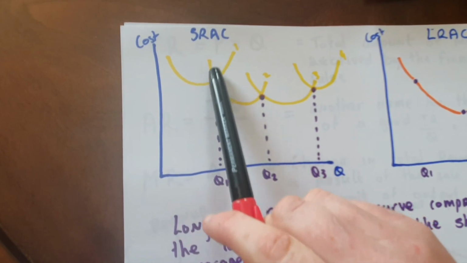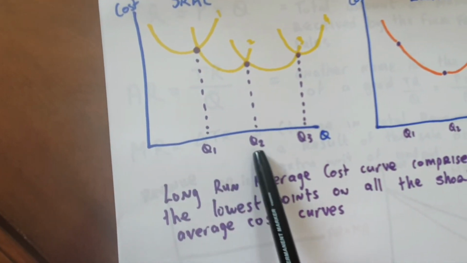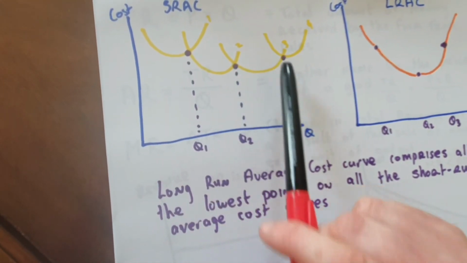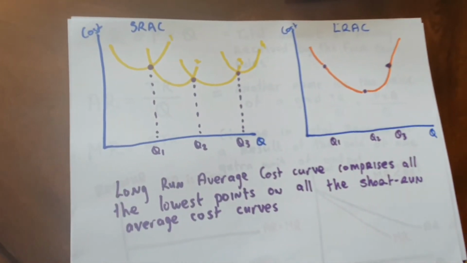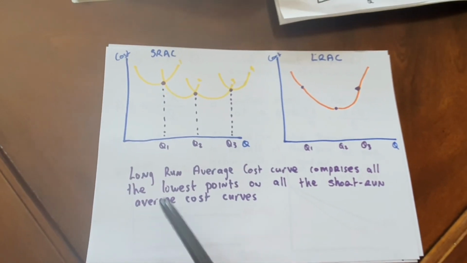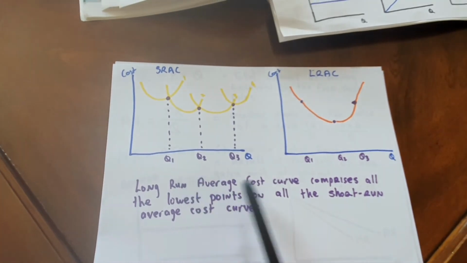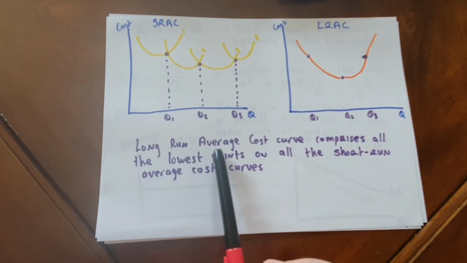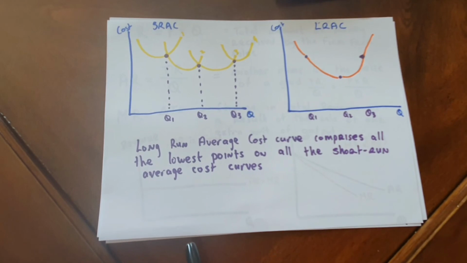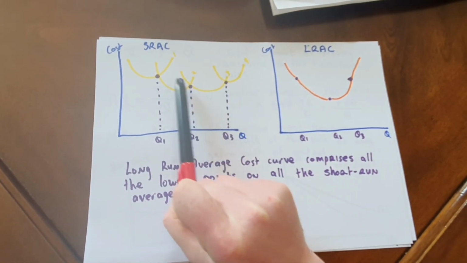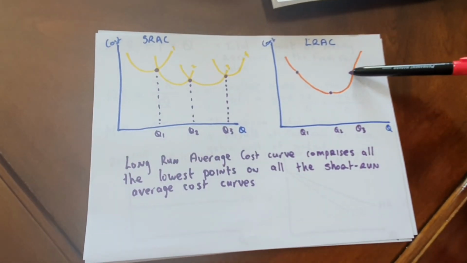But what we do know is where those curves cut into each other, we're given quantities. So this is our quantity 1, quantity 2, quantity 3. And at these low points, that's where we get the information to plot our long run average cost curve. So we actually need the short run average cost curves to be able to plot the long run average cost curves. To put that into a sentence, we say the long run average cost curve comprises all the lowest points on the short run average cost curves. So you can see there, it's all the lowest points of those intersections in between the short run average cost curves that are used to form the long run.